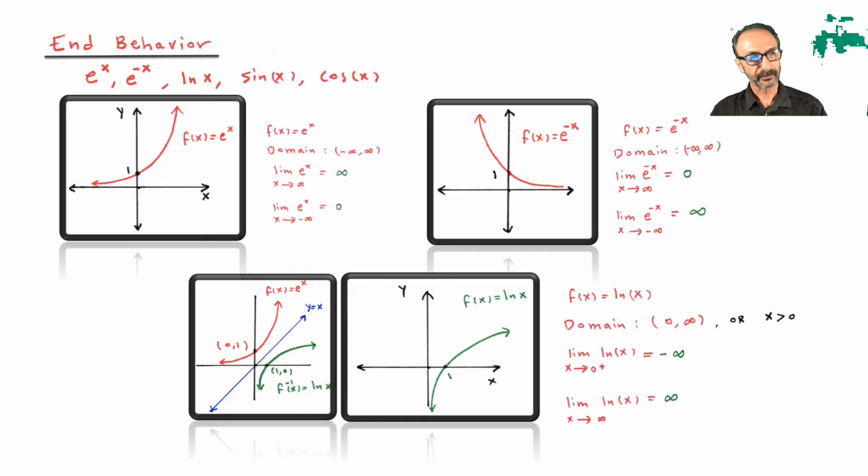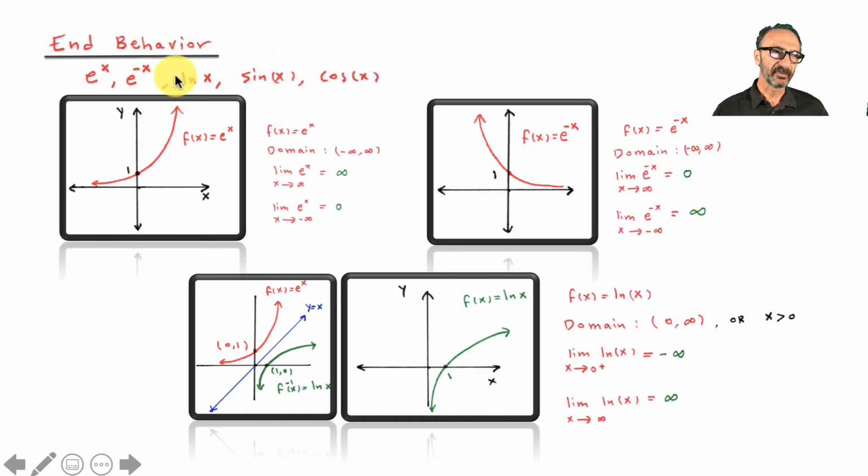Next, the behavior of major functions or main functions that everybody should know in calculus: e to the x, e to the minus x, ln x, sine x, cosine x. Everybody knows e to the x, the exponential function. E to the minus x is the reflection about the y-axis. We tell students that whenever x is replaced with minus x, it's a reflection about the y-axis.